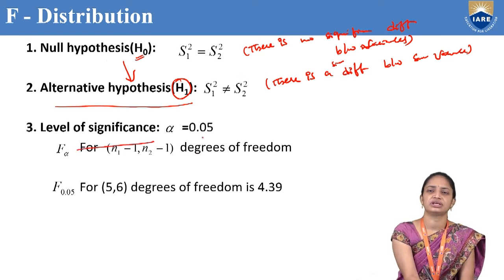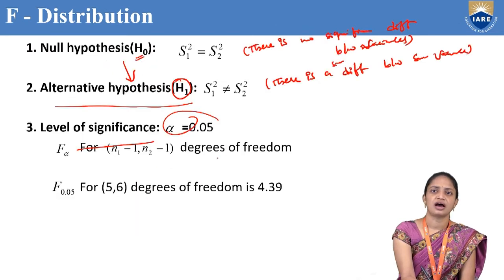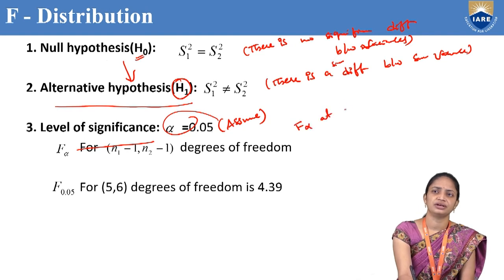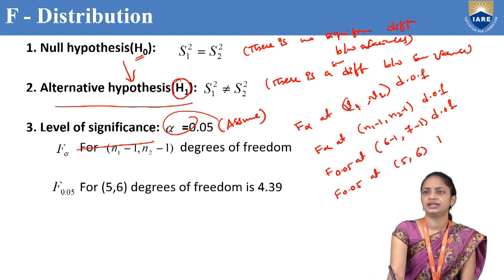So next we need to take the level of significance. Here they have not mentioned the alpha value, so we are assuming that alpha equal to 5%, or alpha equal to 0.05. Now we need to calculate F alpha at nu1 comma nu2 degrees of freedom, that is F alpha at n1 minus 1 comma n2 minus 1 degrees of freedom. So F alpha value is 0.05 at 6 minus 1 comma 7 minus 1 degrees of freedom, that means F 0.05 at 5 comma 6 degrees of freedom.